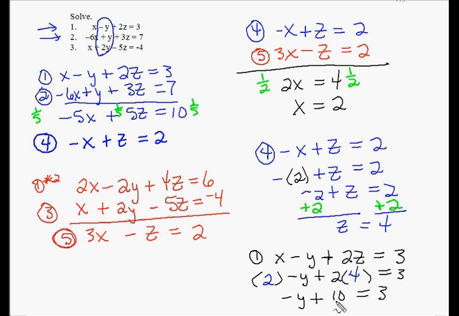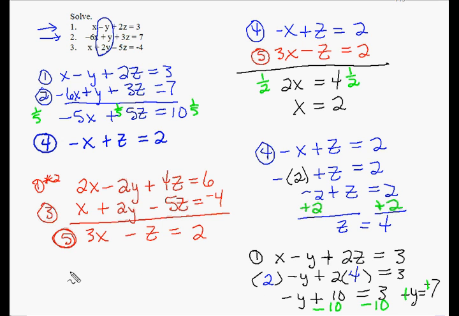Solving for y, we must get rid of the 10. We can add a negative 10 to both sides of the equation. Running out of a little room here. We have negative y is equal to negative 7. But in order to solve for y, we must get rid of the negative sign. We can do that by multiplying each side of the equation by negative 1, essentially just changing the signs.